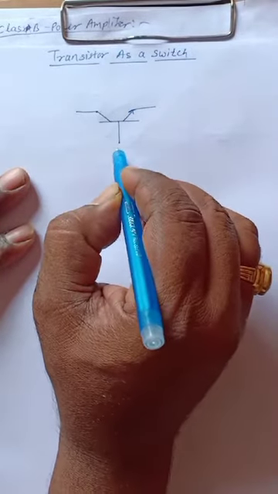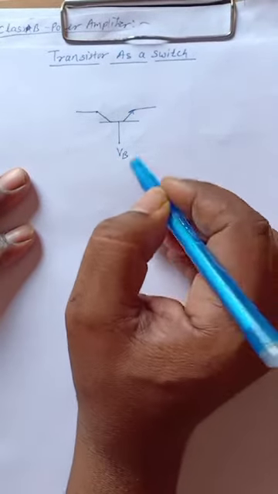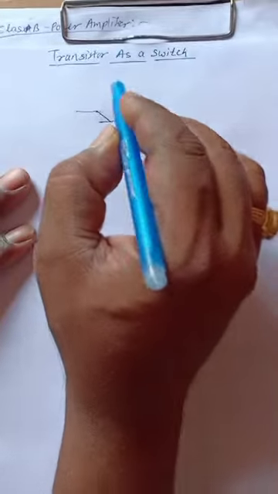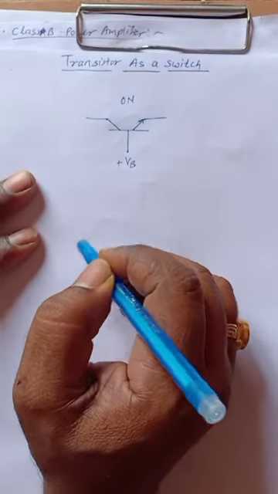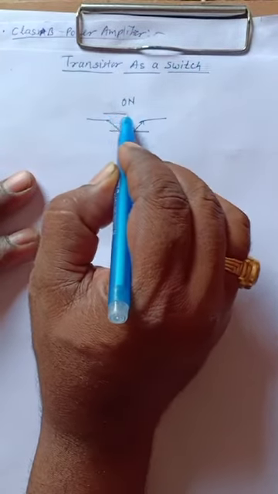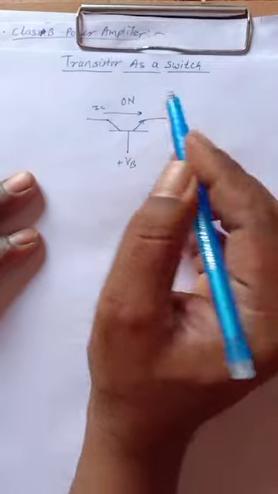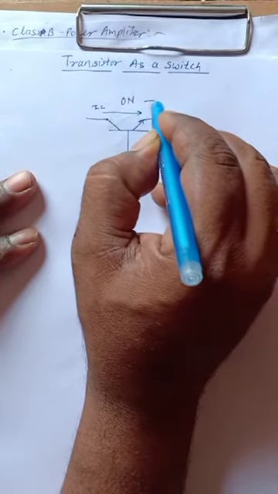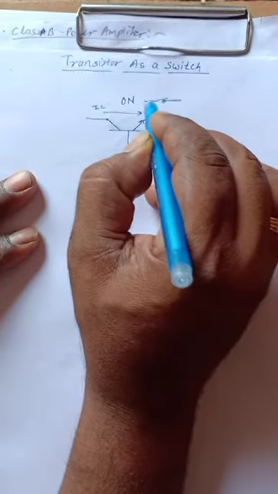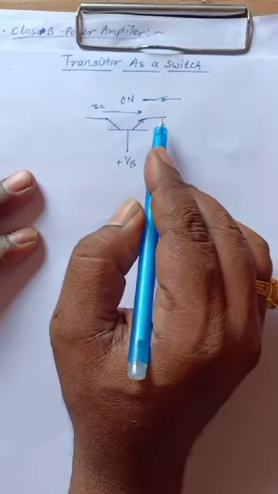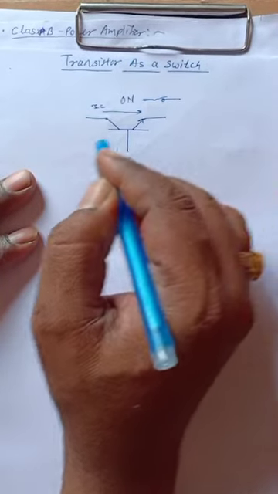When we apply a positive base voltage VB, the transistor will turn on. As the transistor turns on, current flows through the transistor, that is, the IC current flows through it, and it acts like a closed switch. Current flow means it acts like a closed switch.